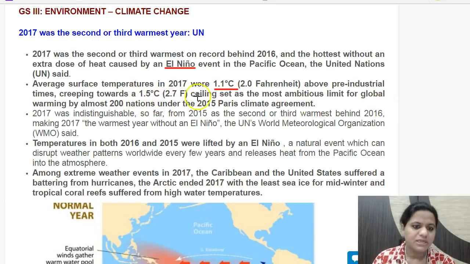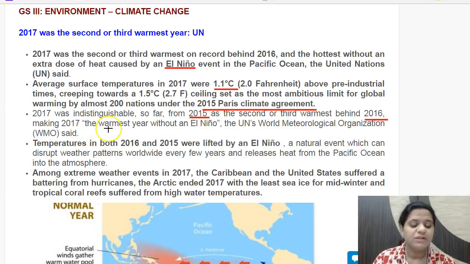So this is the ambitious target as such, which has been agreed to in 2015 Paris Climate Agreement. So this is a cause of concern here. 2015 as such has been the warmest year. 2016 the second or third warmest year. Yes, 2015 the warmest, and then 2016 the second, and 2017 comes up as the third warmest year.